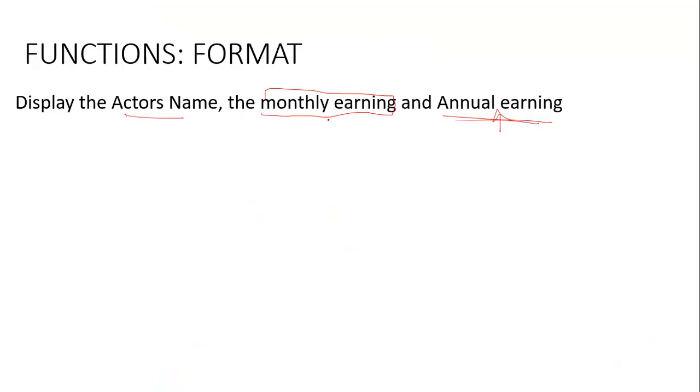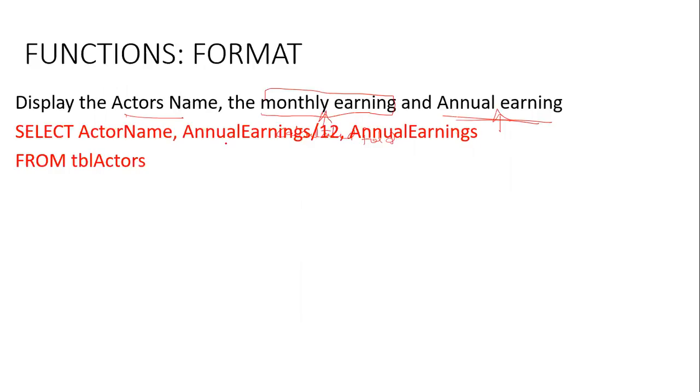And monthly earnings will then be a calculated field, whereby we will take the annual earnings and divide by 12. So we would get something like this. Select actor name, comma, annual earnings divided by 12, comma, and then the field annual earnings from TBL actors.